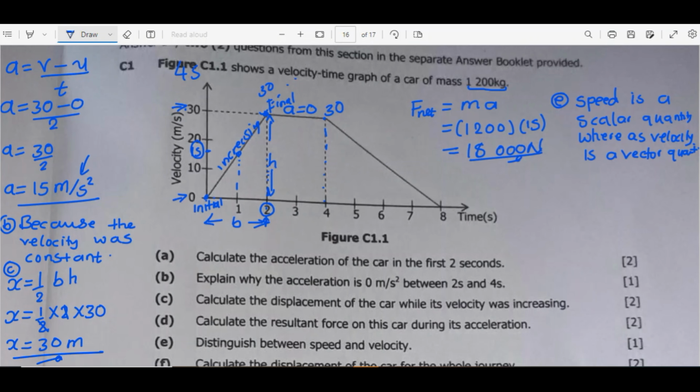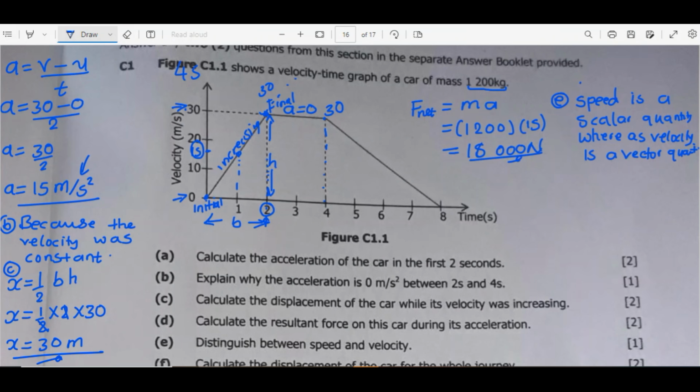Okay, so here it is simple. Maybe what can help you to remember this: look at speed. The word speed starts with the letter S, and scalar also starts with S. This is what you can use to remember. Then for velocity, it's V, and for vector quantity, it's also V.